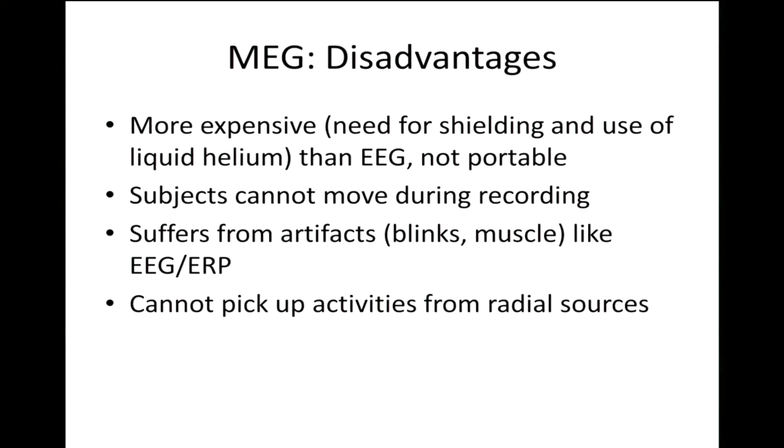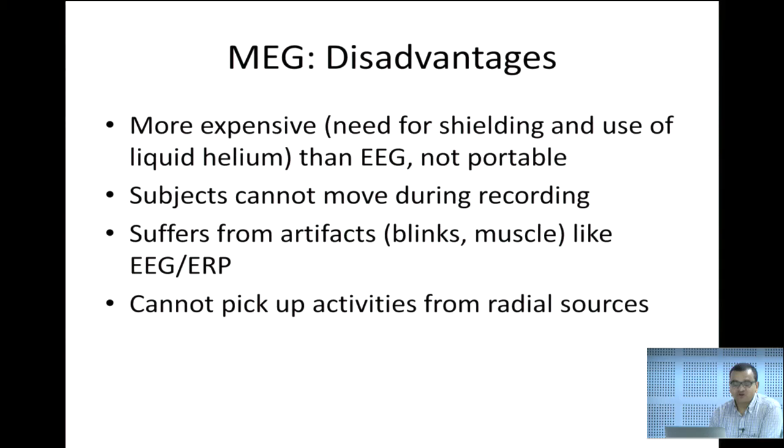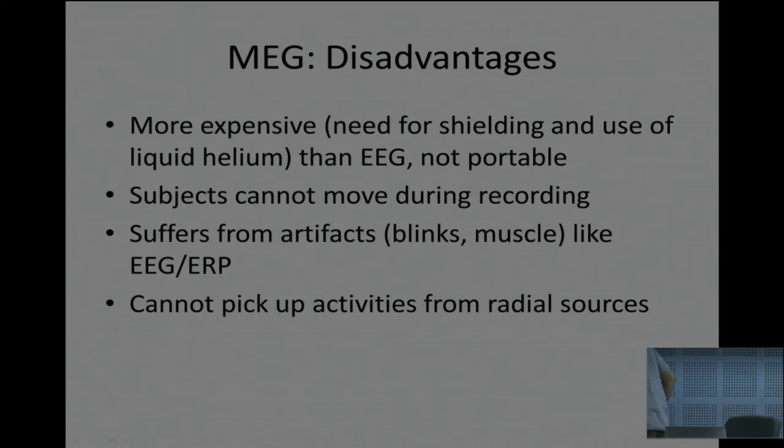Disadvantages, already mentioned: it is very expensive, with high maintenance cost, it is not portable, subjects cannot move, it suffers from all the EEG artifacts on top of other artifacts, and it cannot pick up activity from radial sources. Principally, if you're looking for activity from tangential dipoles at the surface level, then MEG is a very good bet. If you're looking for activity from deeper sources or radial dipoles, then no. That's the take-home message if you want to invest in MEG.